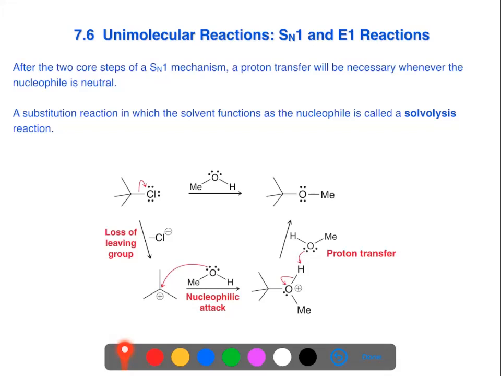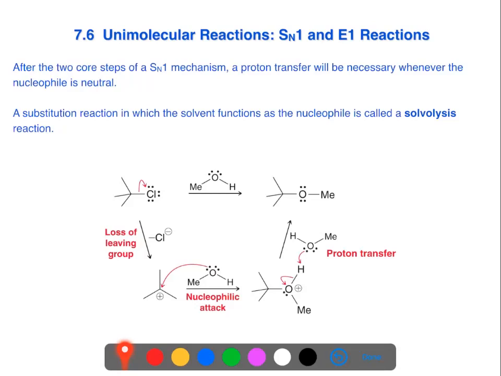And again, we refer to these reactions as solvolysis reactions because solvent is the only thing present that can act as a nucleophile and attack the carbocation species. So in this example, we have tertiary butyl chloride. It undergoes loss of a leaving group, loss of the chloride, to give you a tertiary carbocation. This tertiary carbocation is quite stable, not able to undergo any kind of rearrangement. And the only other species present in the reaction mixture is solvent.